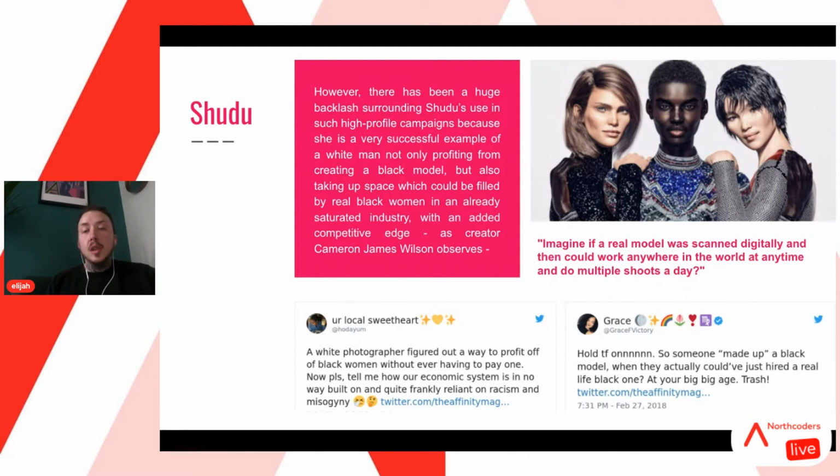So the creator observes, imagine if a real model was scanned digitally and then could work anywhere in the world, anytime, and do multiple shoots a day. So we've got an example of some of the backlash on Twitter to his creating of Shudu.